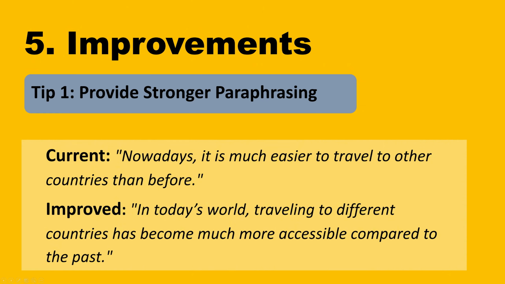Improvement example. Current: Nowadays, it is much easier to travel to other countries than before. Improved: In today's world, traveling to different countries has become much more accessible compared to the past.